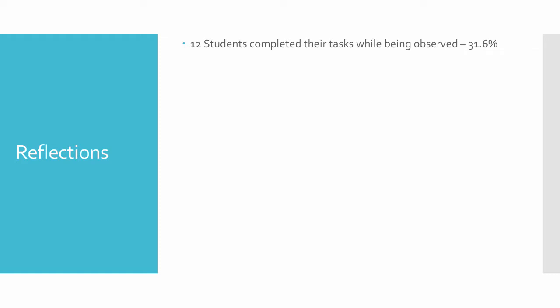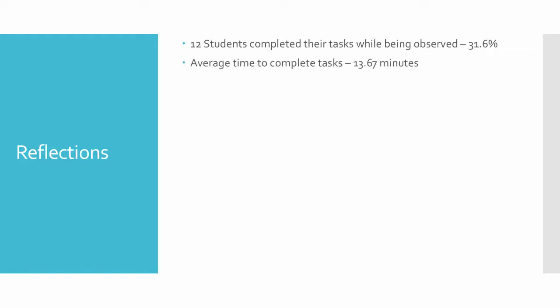Further reflections, while I was there, 12 students completed their tasks while being observed. That meant that from the time they walked in to the time I left, they completed what they came to do. And those completion rates, the 31.6%, is mostly targeted at those students that entered into the self-service area and finished their application, or they finished their enrollment, or they finished their graduation application. So those students, they knew what they were there for.